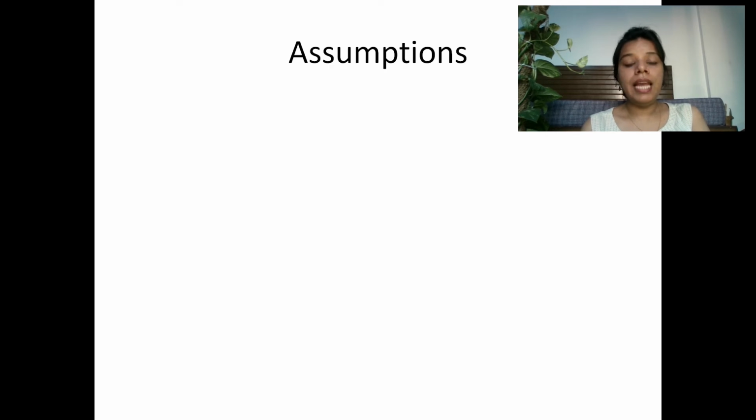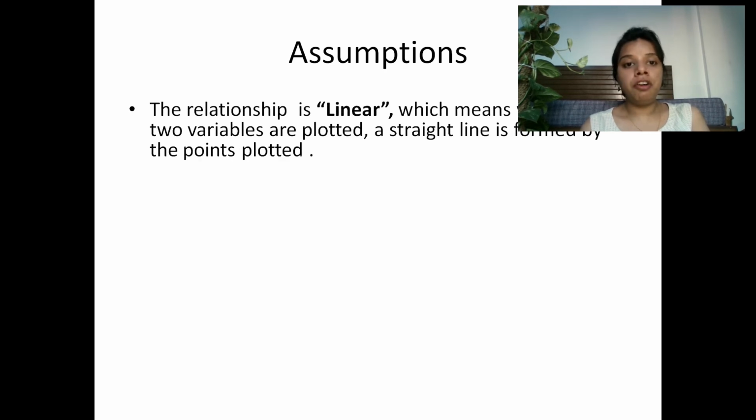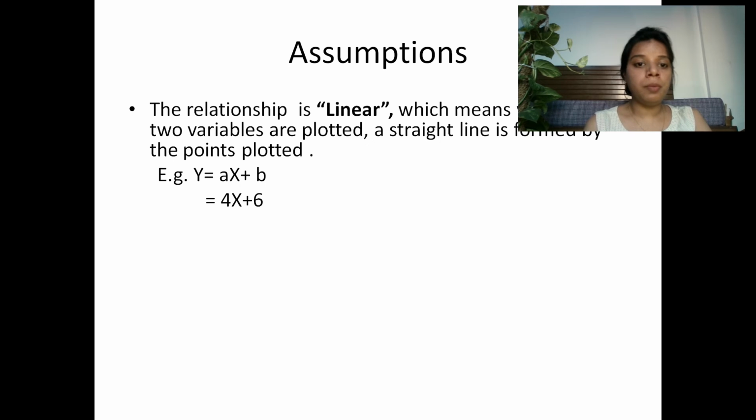Now next are the assumptions of the correlation coefficient. First, it should be a linear relationship. Why? Because whatever change happens in one variable, the change in the second should be constant. So whatever we can see in the graph, it should be a straight line. Suppose we have an equation, this is called a linear equation, right? Suppose y is equal to 4x plus 6. It means there are some constants already in the equation.